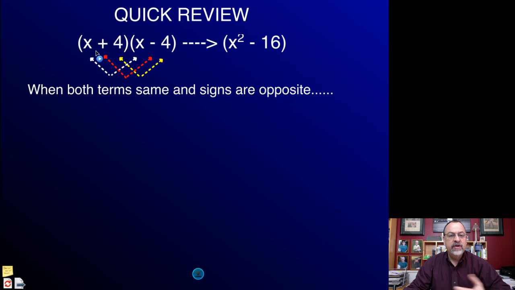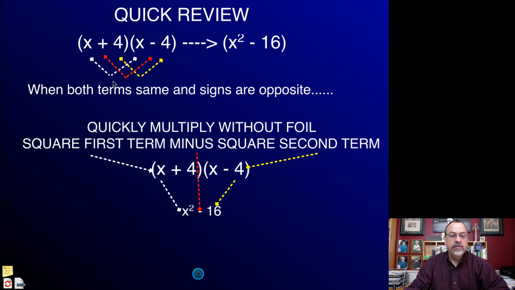If we have that condition met, it's very quick to multiply these, because I can simply multiply the first terms together, or square that first term, x squared, square the second term, 4 squared, and then the sign in the middle will always be negative. So I can quickly multiply conjugates by squaring the first term, squaring the second term, and putting a minus sign in between, and then I've done that distributive property, but I've done it very quickly.